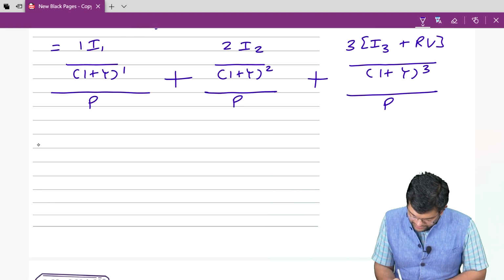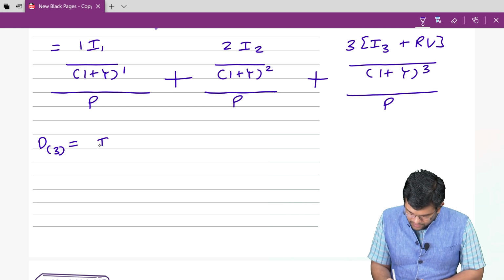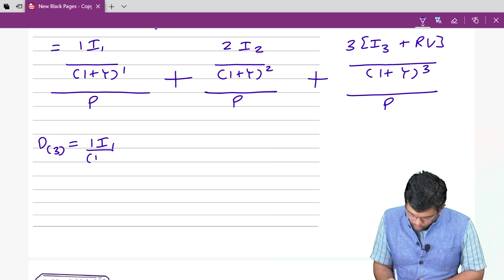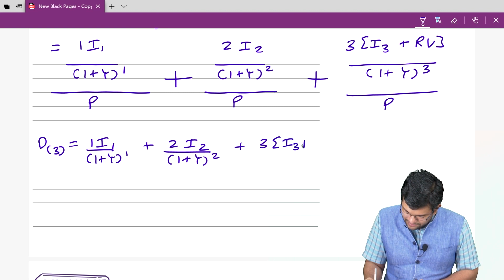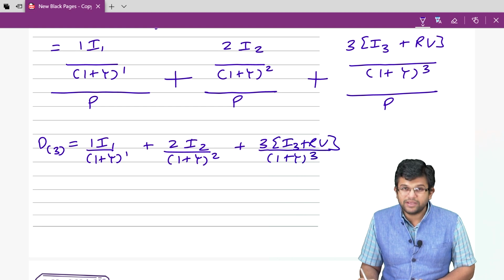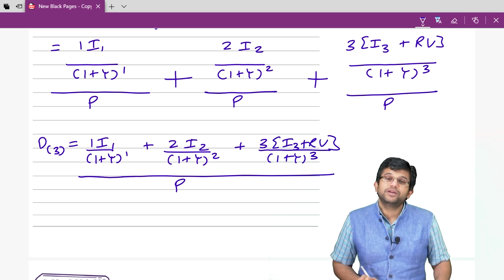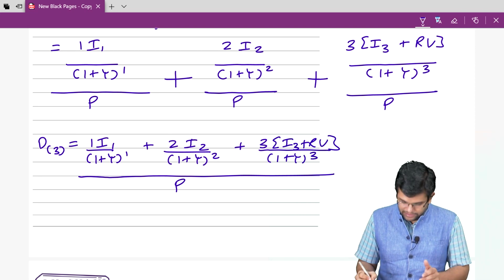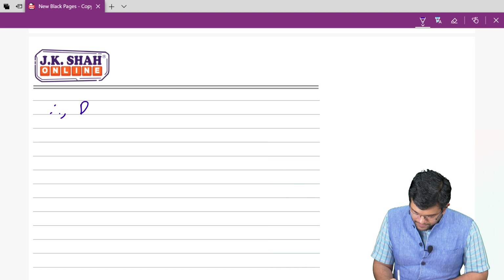Do you agree with me till here? So therefore children, I can say that duration of a 3-year bond is nothing but 1 I1 upon (1 plus Y) raised to 1 plus 2 I2 upon (1 plus Y) raised to 2 plus 3 (I3 plus RV) divided by (1 plus Y) raised to 3. Children, can I say the whole divided by P? This becomes the duration of a 3-year bond.